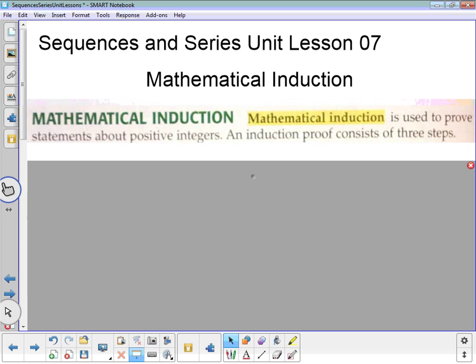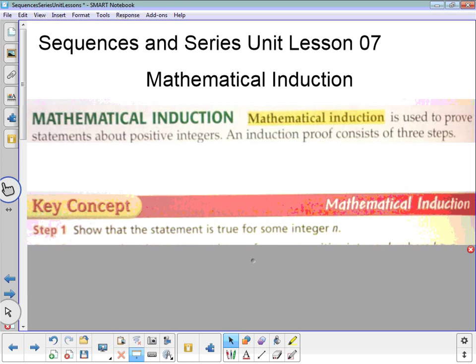First, let's talk about the 3 steps. Okay, so in any mathematical induction problem, the first step is show that the statement is true for some integer n. Typically, I want to show that it's true for the first one. If I can show that it's true for the very first value, I'm good to go. That takes care of that.